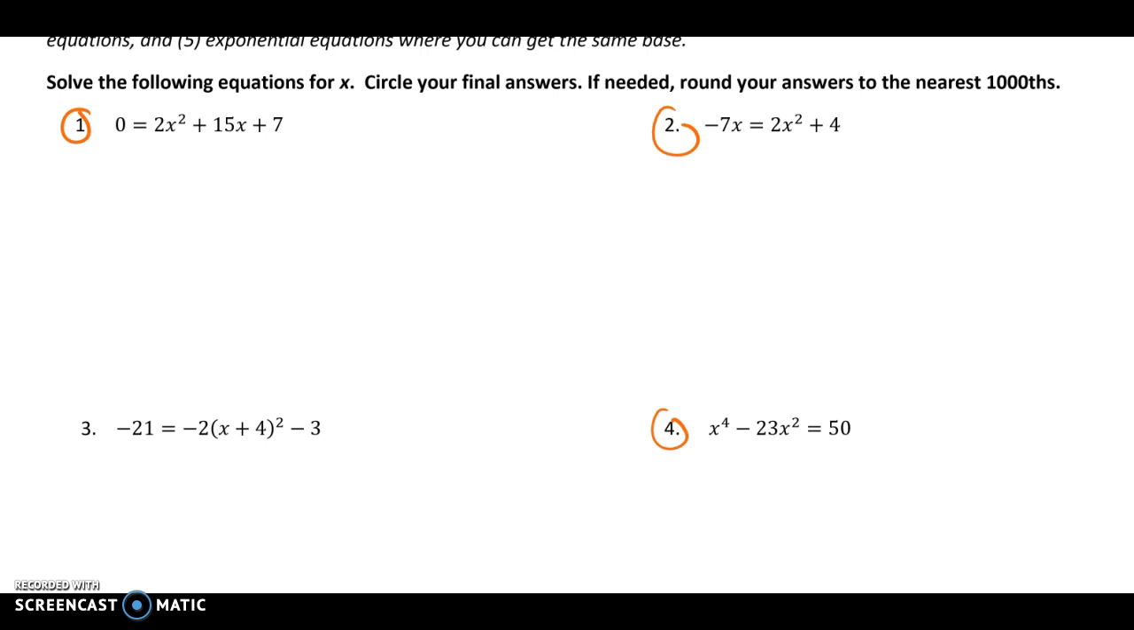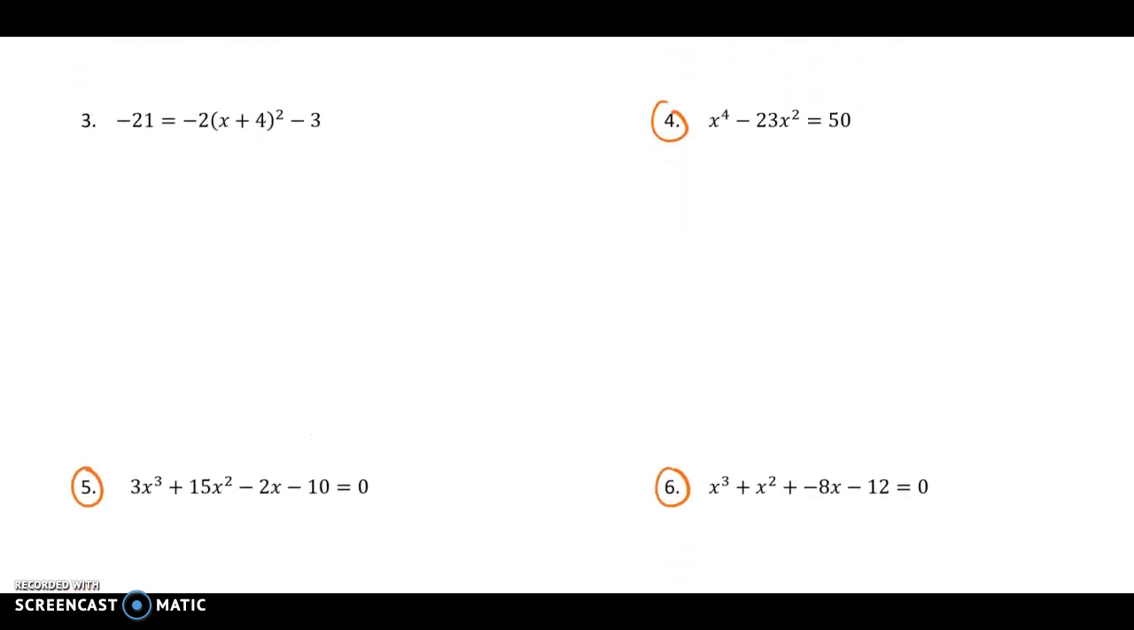So number 1's great. Number 2, I would want to rearrange by moving the negative 7x over to the other side. So when I'm ready to solve it, I'd be solving 2x squared plus 7x plus 4. Okay. Number 4, same thing. It's not in standard form, so I would need to move the 50 over. So it'd be x to the 4th, the highest power, minus 23x squared minus 50 equals 0. When I look at problem 5, that's in standard form, and so is 6.